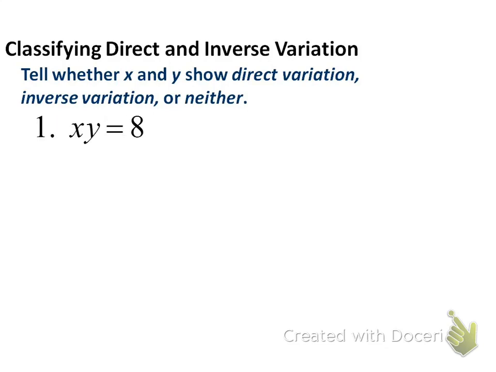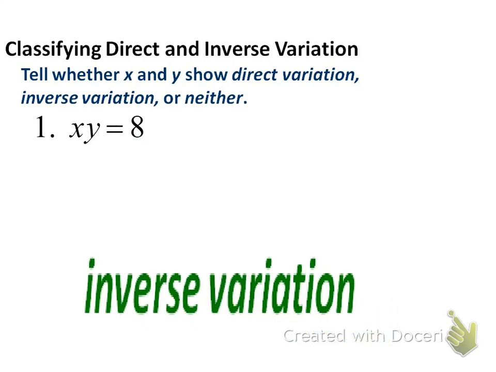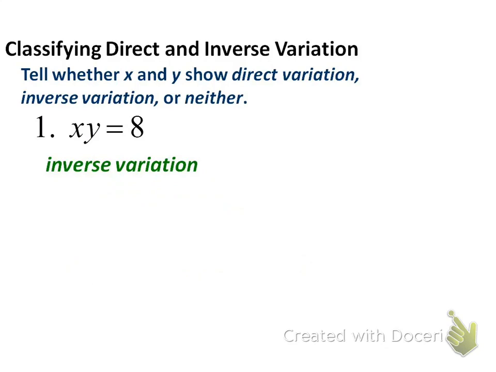All right, here's the first example. The directions say tell whether x and y show a direct variation, an inverse variation, or neither. So in number 1, we have x and y right next to each other, and they equal some constant. That looks like inverse, right? The second inverse where k equals x times y. Very good. This is an inverse variation.